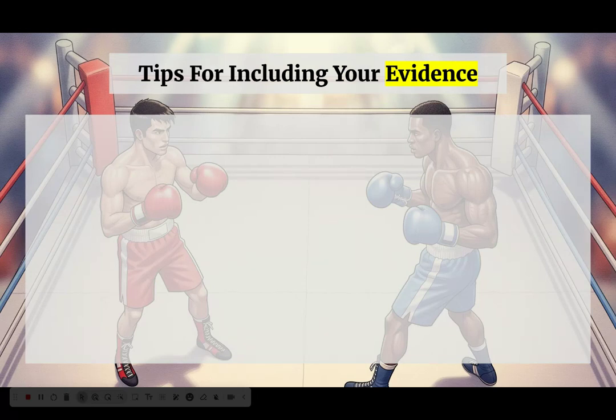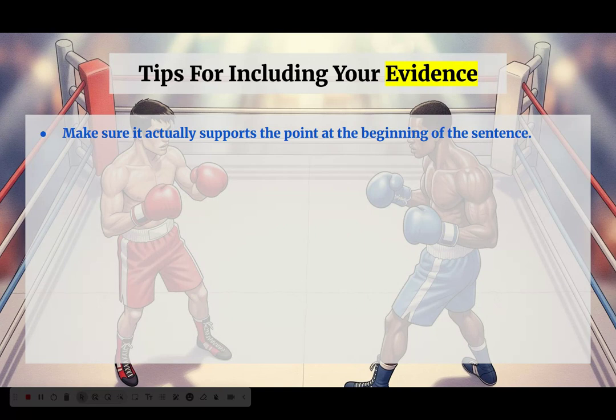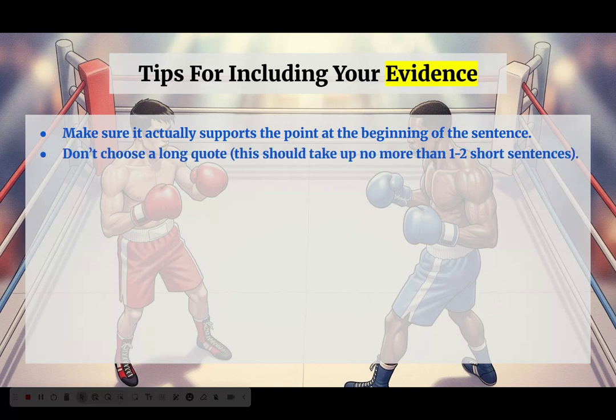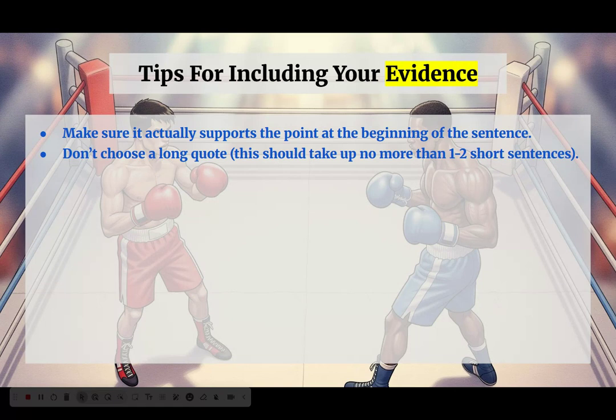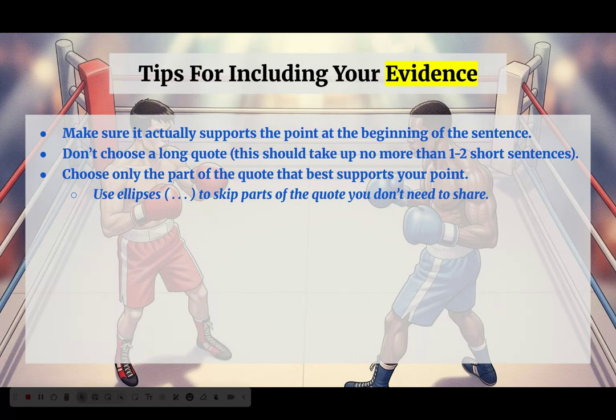Now, some tips for including your evidence. You want to make sure that it actually supports the point at the beginning of the sentence. Otherwise, what's the point of the evidence if it's not going to prove your point? Don't choose a long quote. This should not take up more than 1 to 2 short sentences because you just want to focus on your writing and not the other person's writing. And we do recommend choosing only one part of the quote, the one that best supports your point. So you can always use ellipses to skip parts of the quote you don't need to share.